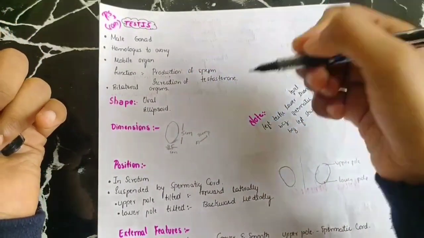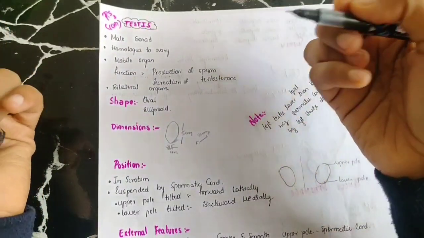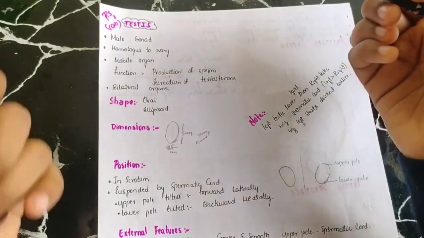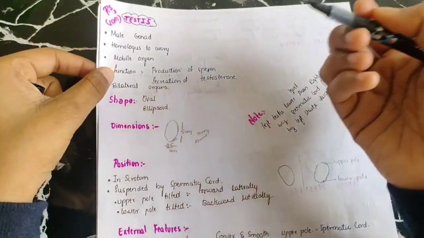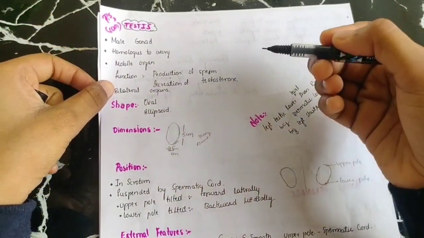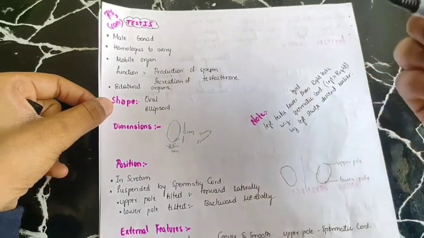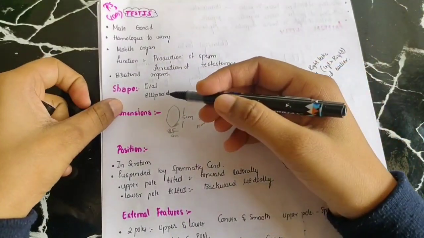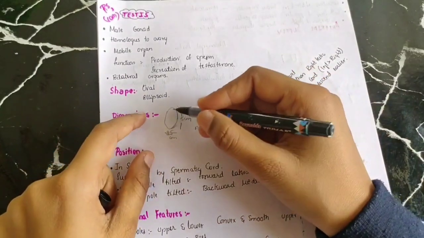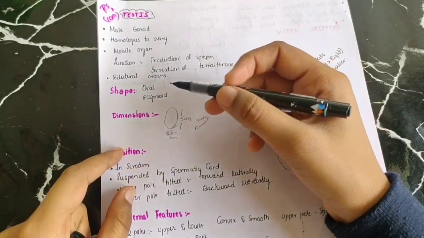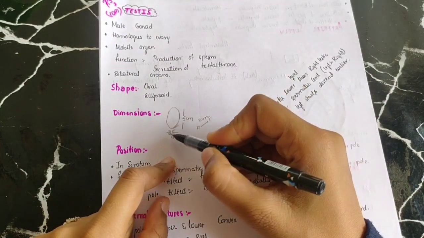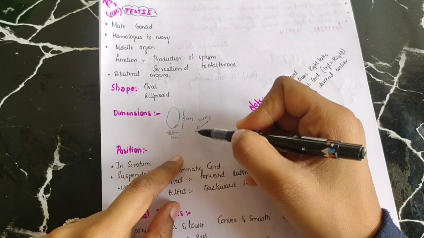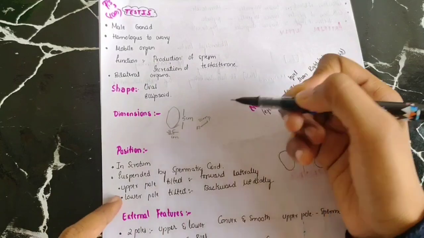It can ascend or descend to maintain the temperature of the testis, which is required for spermatogenesis, and its function is production of sperms and secretion of testosterone hormone, which is required to maintain the secondary sexual characters in males. The shape of the testis is oval or ellipsoid, and the dimensions are: length 5 centimeter, breadth 2.5 centimeter, and anteroposterior length 3 centimeter.